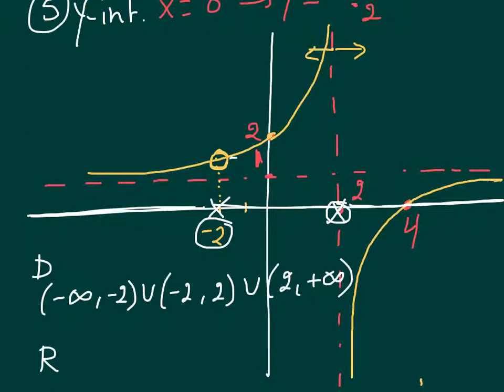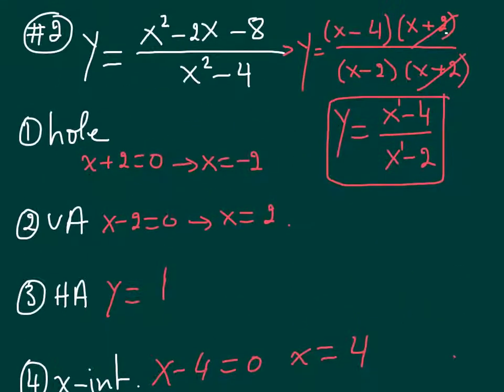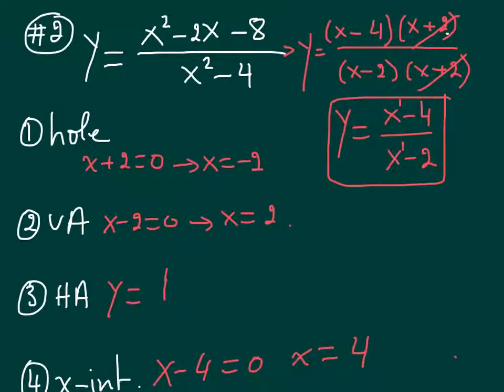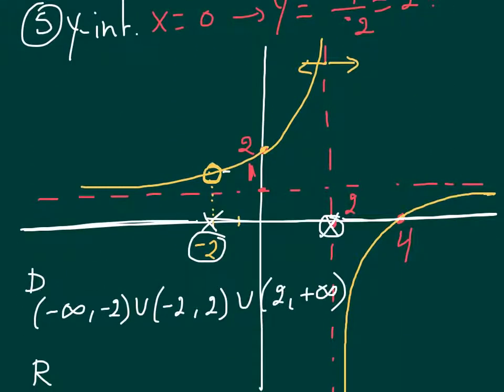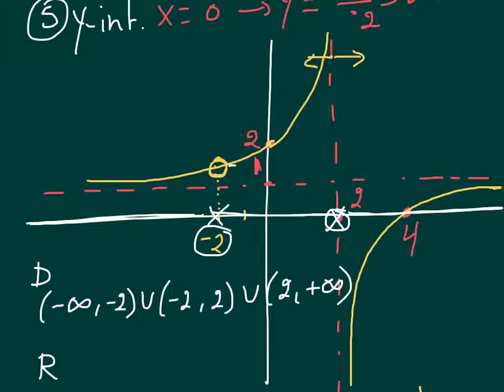Now I'm going to take you back over here for 1 second. When we found the hole to be at x equal -2, I need you to plug x equal -2 back in here to figure out the y. So the y will be -2 minus 4 over -2 minus 2, which would give us -6 over -4, or simply 3 over 2. The reason I want you to find this number 3 over 2 is because you need to know 3 over 2 is right over here on the y-axis. This is where the hole on the y-axis is, so we have to exclude it from the range.